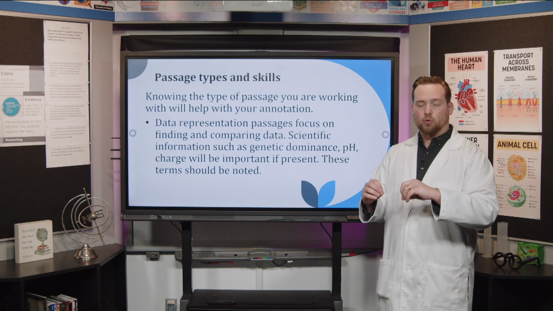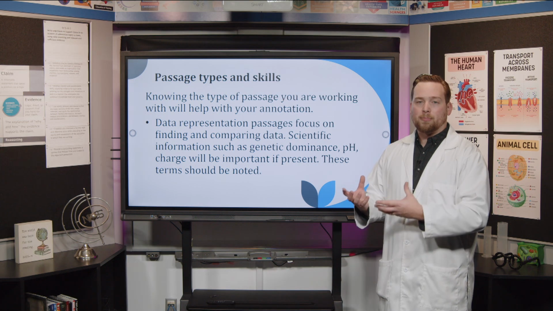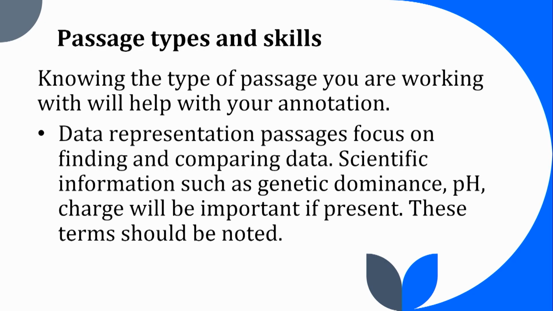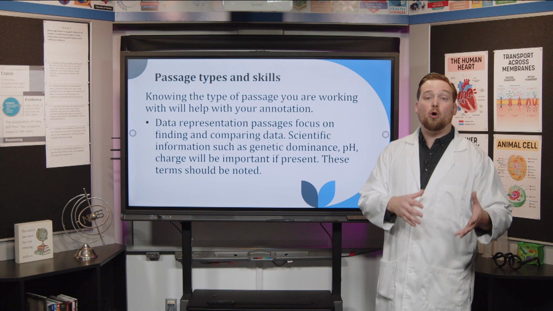These are the really, really short ones, and they often have tables or graphs to go along with them. So data representation passages focus on finding and comparing data. So scientific information such as whether an allele is dominant or recessive, what the pH is at the different variable intervals, as well as the charge, is it positive or negative? These are going to be the types of things that you get questions on, so those should be the things that you note or highlight or underline so that you don't have to go back and reread them.